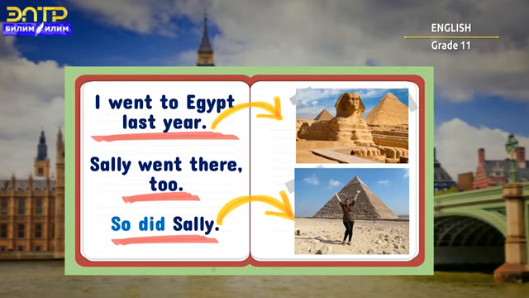But again, where did we get "did" from? Is it obvious? No, it's implied. Look at the verb "went" here. "Went" is in the past simple tense. It consists of "did," the helping verb, and "go," the main verb. We took it as the helping verb to agree with the first sentence. I went to Egypt last year, so did Sally.